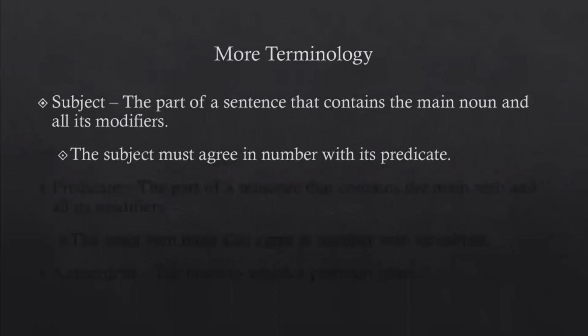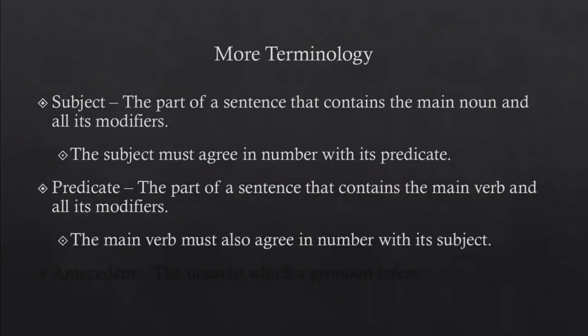Subject: the part of the sentence that contains the main noun and all of the modifiers, all the words that go along with it. Okay, and since we're going to be talking about subject-verb agreement, I will note here that the subject must agree in number with its predicate. That means that if you have a plural subject, you have to have a plural predicate as well. That's what agreement is referring to here.